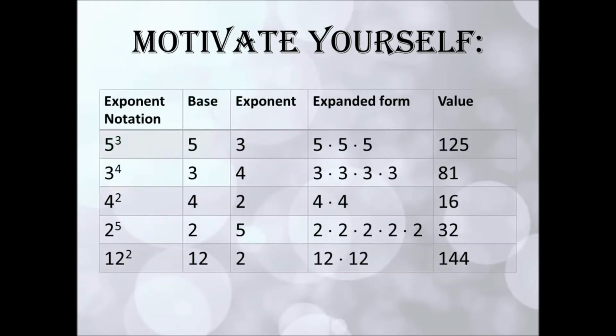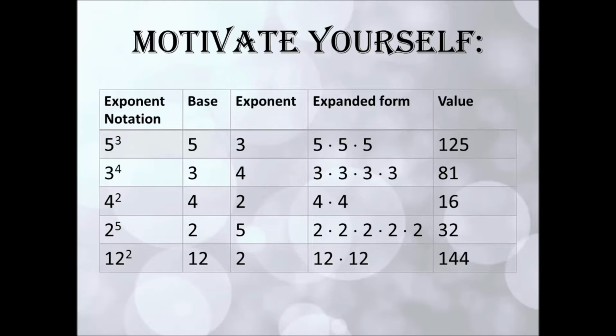Okay, these are on the left, these are exponent notation. So one of these is 5 cubed. So the base is 5 while the exponent is 3. Its expanded notation is 5 times 5 times 5. The value is 125. Next is 3 to the power of 4. The base is 3 while the exponent is 4. Its expanded form is 3 times 3 times 3 times 3. The value is 81. Next is 4 to the power of 2.